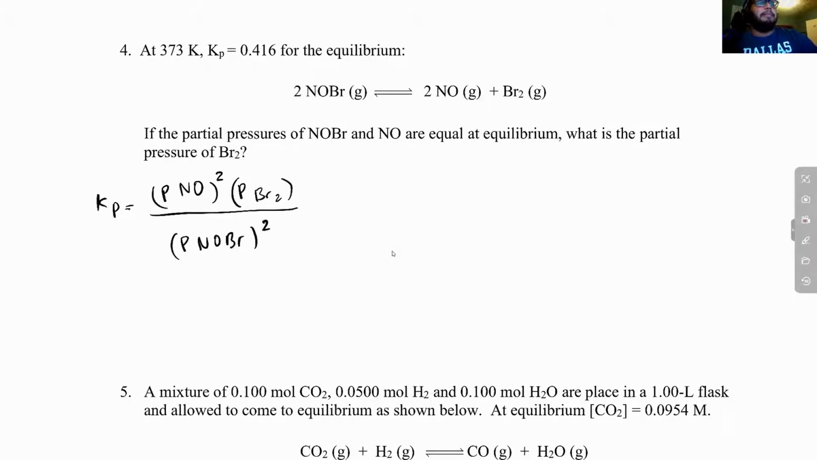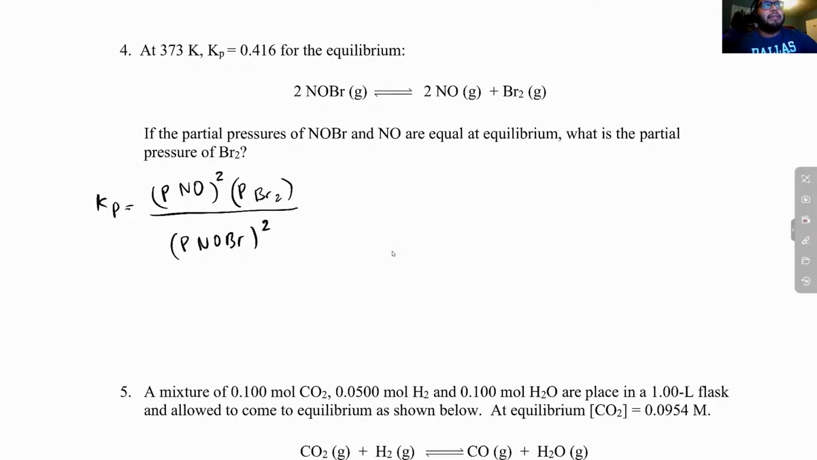Okay, so notice this is essentially the same equation as the Kc. However, the only difference is that we are including partial pressures as opposed to concentrations. So let's just get that out of the way. All we're saying is, everything that goes in this, instead they're partial pressures.